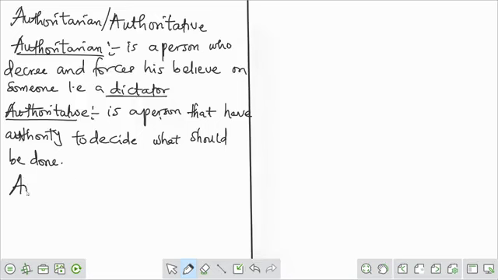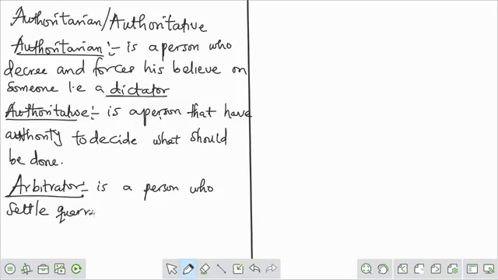Now let's go to arbitrator. When we are talking of arbitrator, what's the meaning of arbitrator? So an arbitrator is a person that settles a quarrel. It's a person who settles a quarrel between two parties.